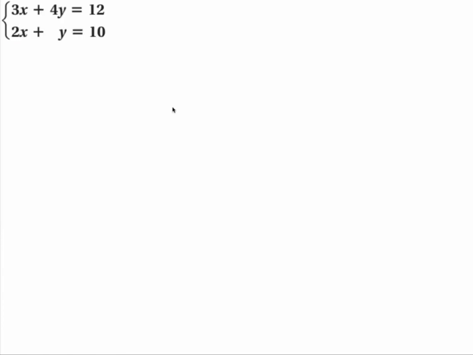So let's look at this problem right here. 3x plus 4y is 12, and 2x plus y is 10. Now what you want to do is pick the equation to solve. Initially, you want to pick the one that's easiest. So I'm going to pick this one right here and solve this one for y because there's the least amount of work to get to y.